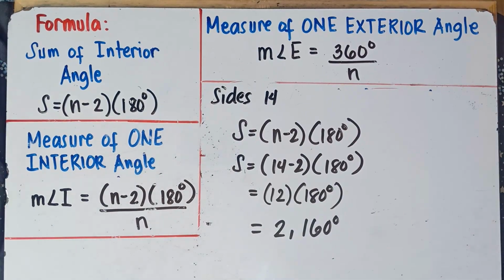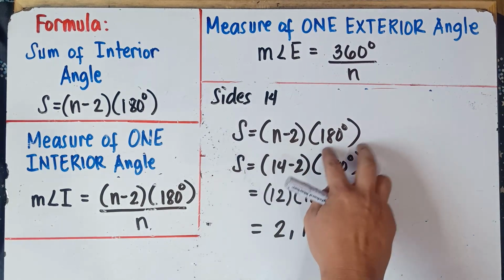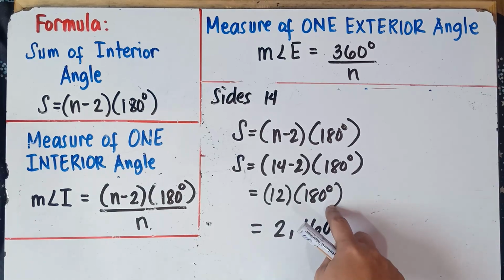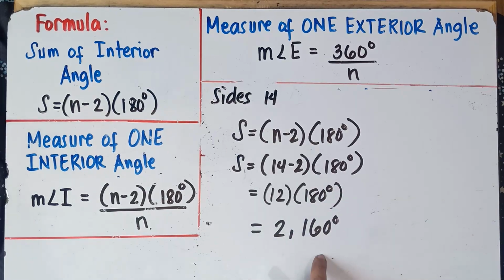Alright, so that's it for the sum. Simply use the formula for the sum of interior angles: n minus 2 times 180 degrees. 14 minus 2, that would be 12. Times 180, that would be 2,160.